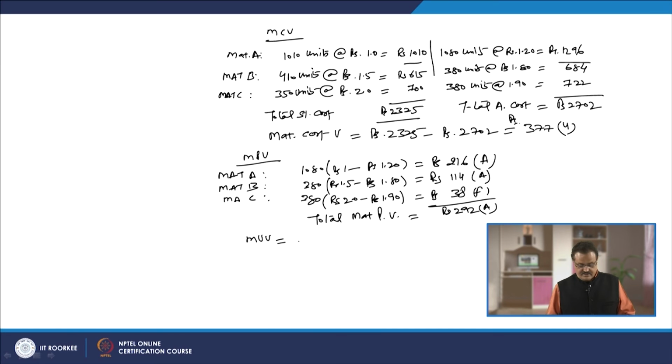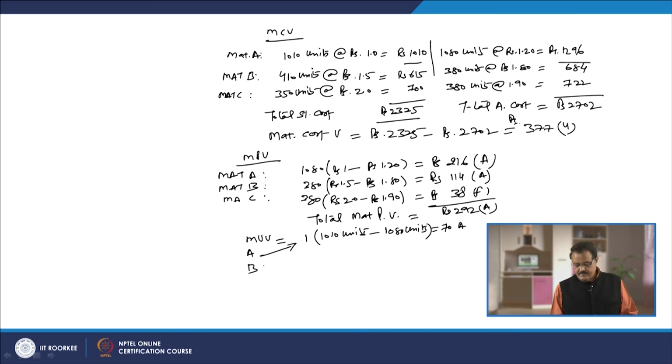Now, we talk about the material usage variance. Same way, if you calculate the material usage variance, what will be here? It is 1 into 1010 units minus 1080 units. It is the standard quantity minus actual quantity. So, how much is it going to be? It is going to be 70 rupees unfavorable, adverse for the A, right. This is for the A.